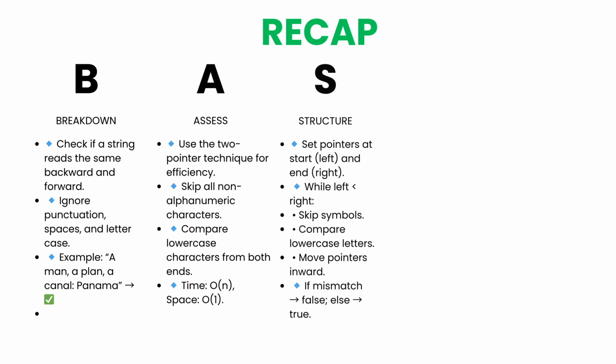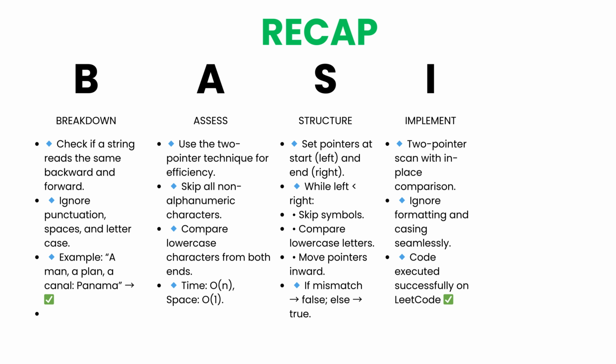Our plan was simple: move two pointers inward, skip invalid characters, compare lowercase letters, and stop early if any mismatch is found. We translated that plan directly into code, using clean pointer movement and case normalization, and it executed perfectly on LeetCode. Tests like "A man, a plan, a canal, Panama" returned true, while "race a car" returned false. Edge cases like empty or all-space strings also passed as valid palindromes.